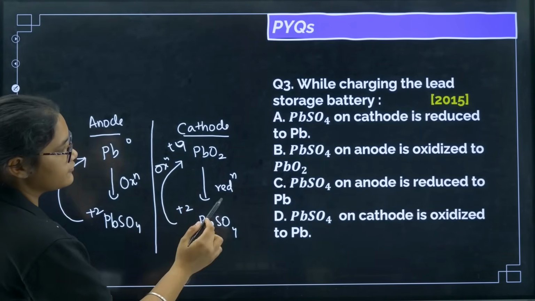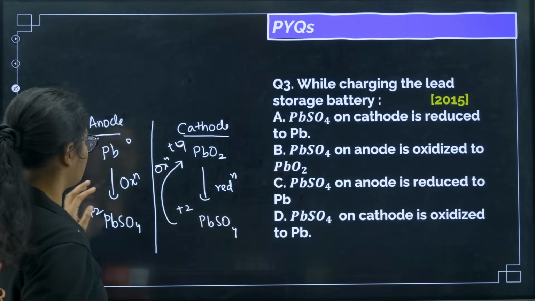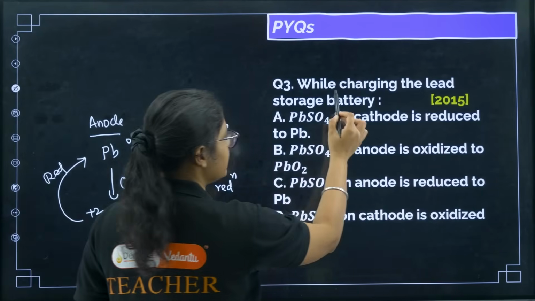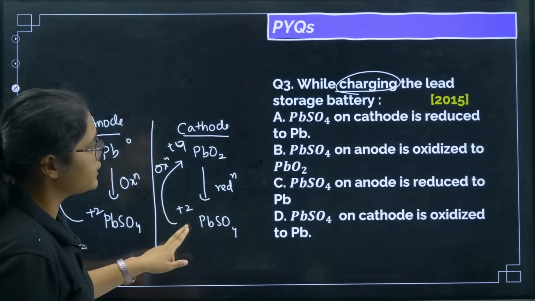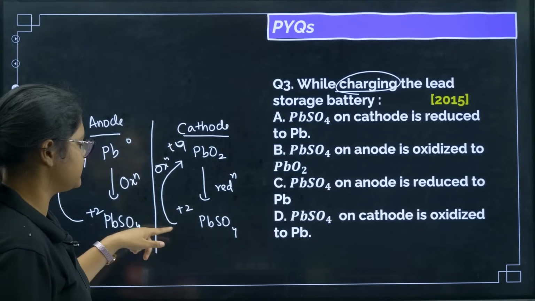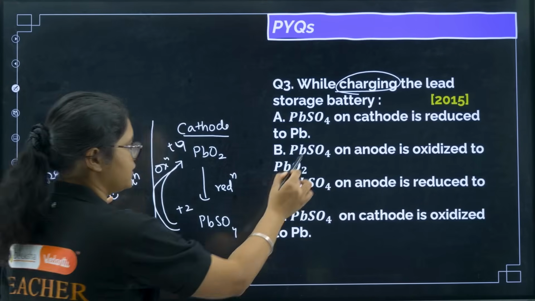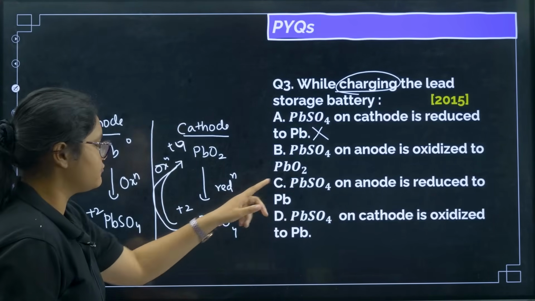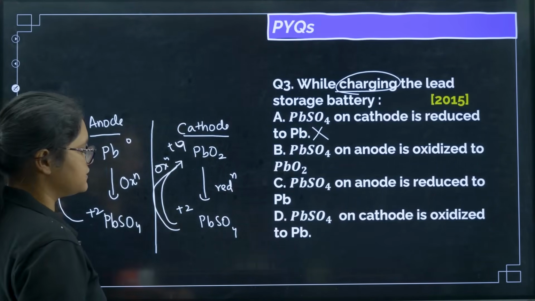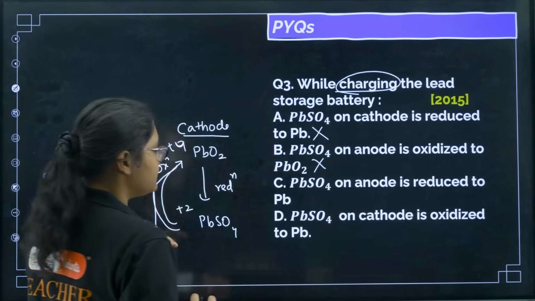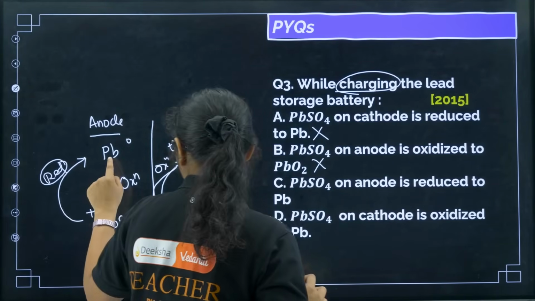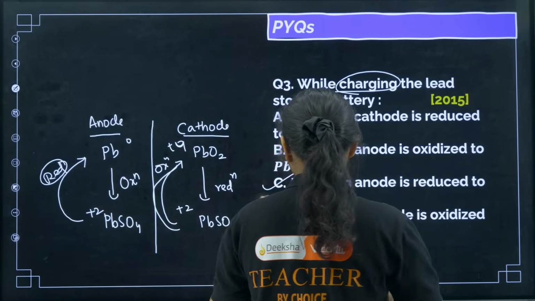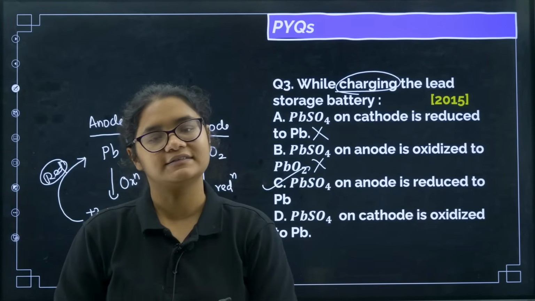So the first statement, PbSO4 on the cathode, you have to tell during recharging, so it means the opposite reactions. PbSO4 on the cathode is reduced, no; PbSO4 on the cathode is undergoing oxidation, so this is wrong. PbSO4 on the anode is undergoing oxidation, no. PbSO4 on the anode is reduced, yes, PbSO4 on the anode is reduced to Pb. That is the correct answer, option C.